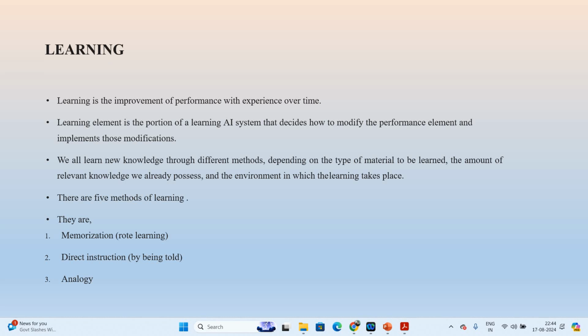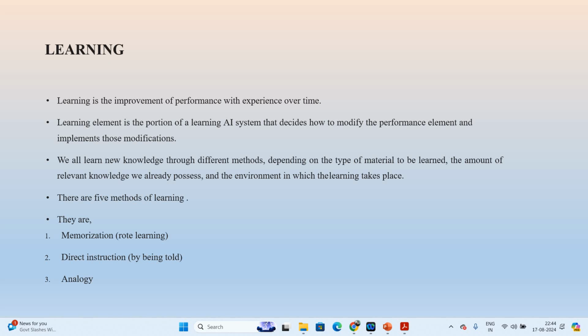So now in this session today, I want to give clear information regarding learning in artificial intelligence. Normally, what is learning? In general terms, it means acquiring new knowledge based on existing knowledge. We are acquiring new knowledge. This new knowledge will give some improvements and performance improvements in our experience over time.